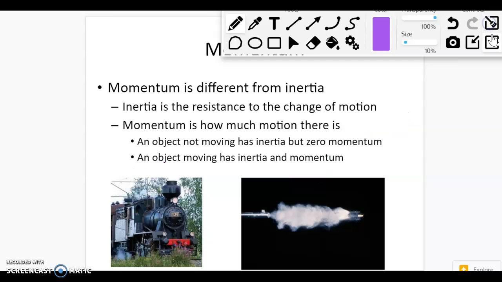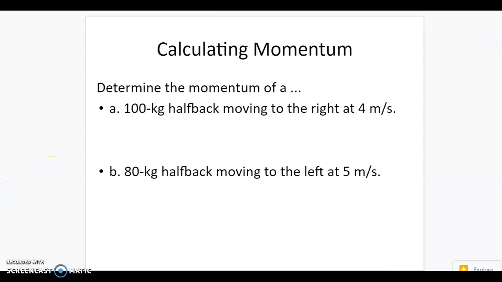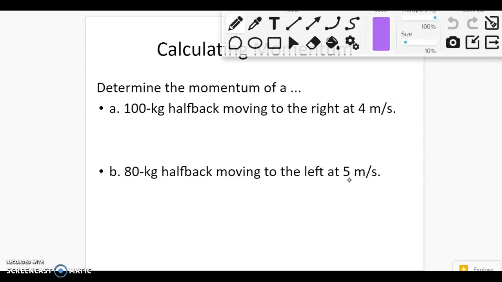Actually, calculating momentum is pretty simple too. So here are 2 examples. There's a 100 kilogram halfback moving to the right at 4 meters per second, and then an 80 kilogram halfback moving to the left at 5 meters per second. If we were to solve for the momentum for each one of these, we could do that. We know that we're looking for momentum, it's the mass times velocity. And we need to identify that information.